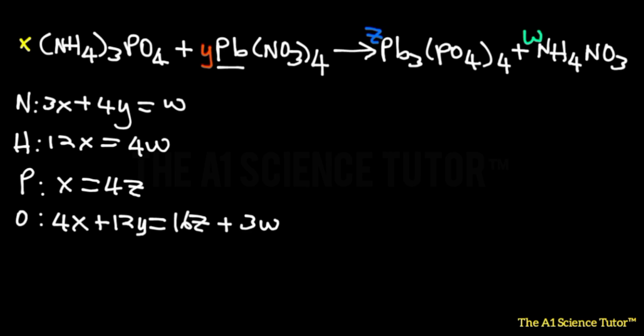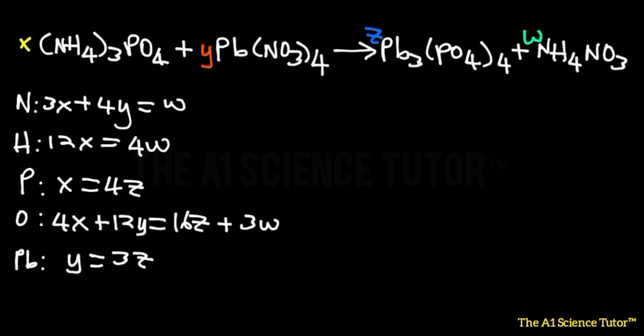So I think the last one now is lead. So for lead, on the left hand side, we just have a Y. And then on the right hand side, we have 3 atoms of lead. That will be multiplied by Z. That's basically it. So that will be 3Z. So these are the 5 equations you're going to form.